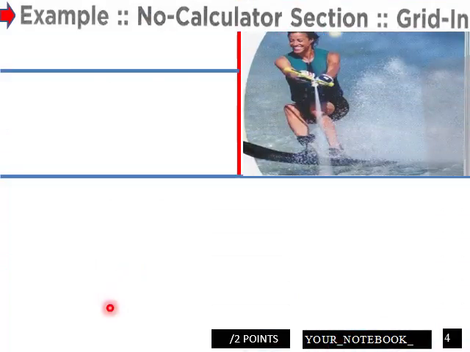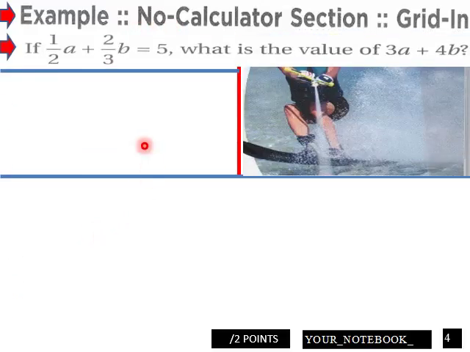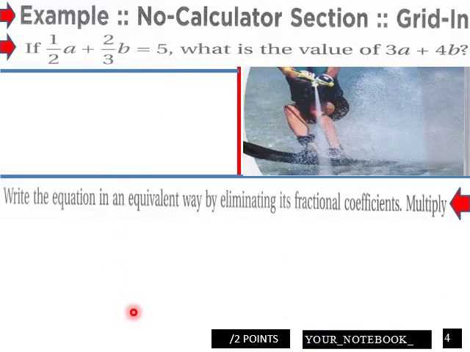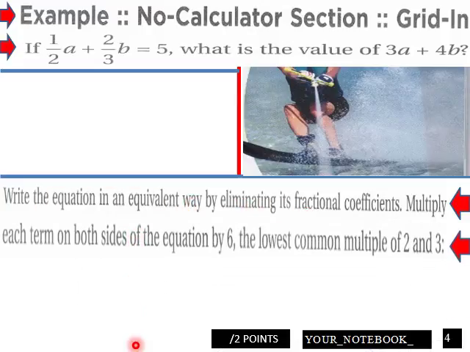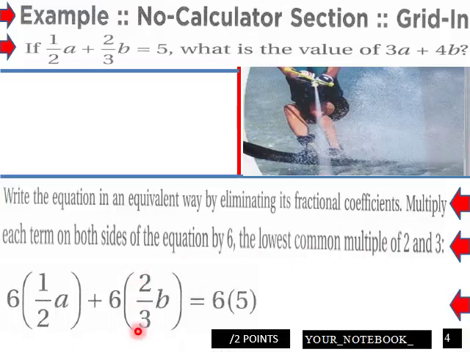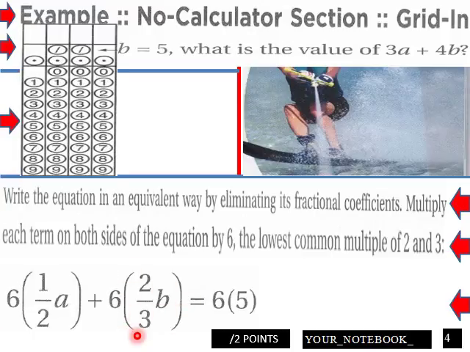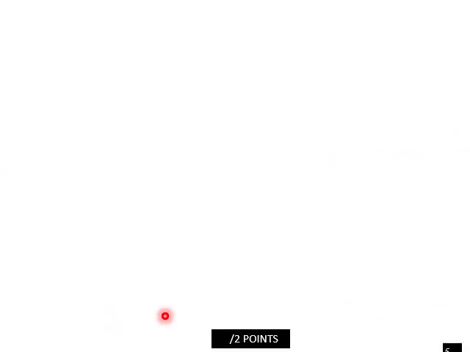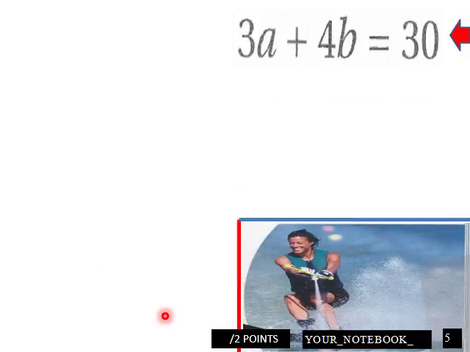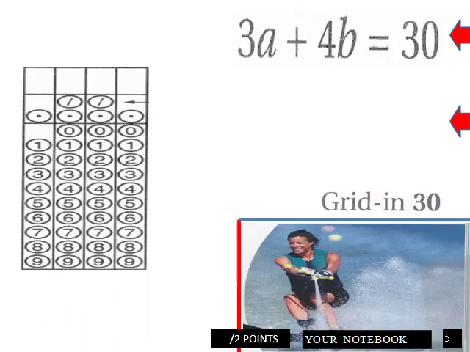Page 4 now on this lesson. Example, no calc section, grid in. If 1/2 a plus 2/3 b equals 5, what is the value of 3a plus 4b? Write the equation equivalently by eliminating its fractional coefficients. Multiply each term on both sides of the equation by 6, the lowest common multiple of 2 and 3, and you will get this expression here. Do we have a solution yet? Not quite yet. 3a plus 4b equals 30. Grid in 30 for that.